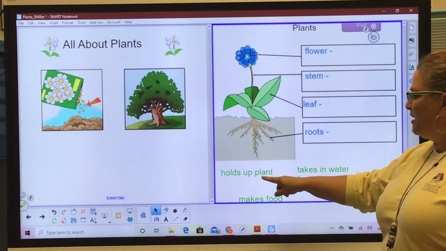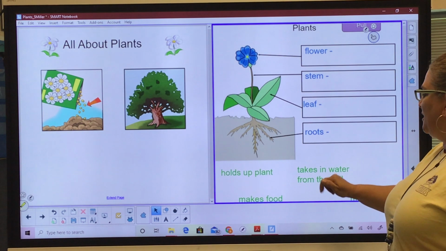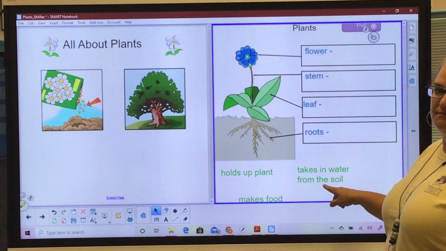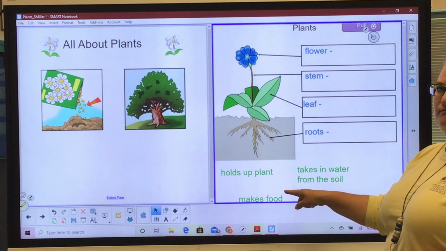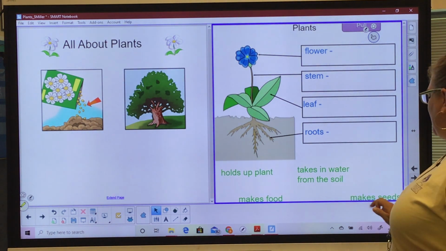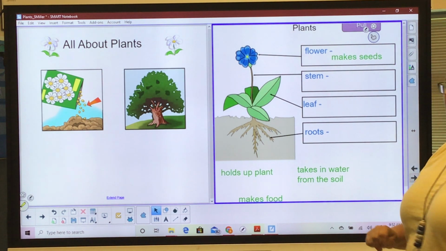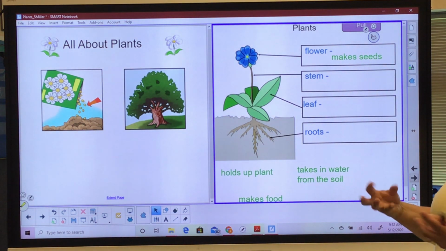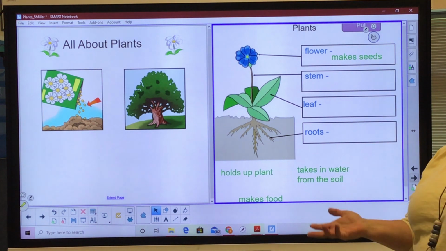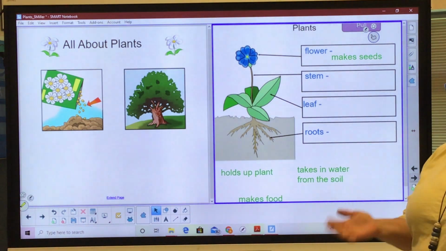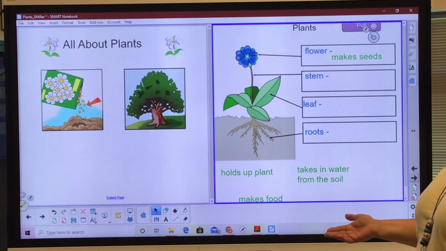So the flower holds up a plant, is that right? No. Takes in water from the soil. No. Makes food. No. Makes seeds. Yes. So the flower is the part that makes seeds. Remember we said that the seeds grow in the center of the flower and then it is transferred, and it has to have pollen and pollination has to happen in order for the flower to make seeds.